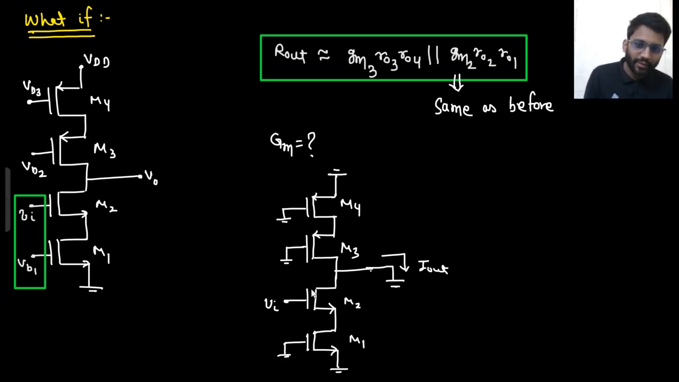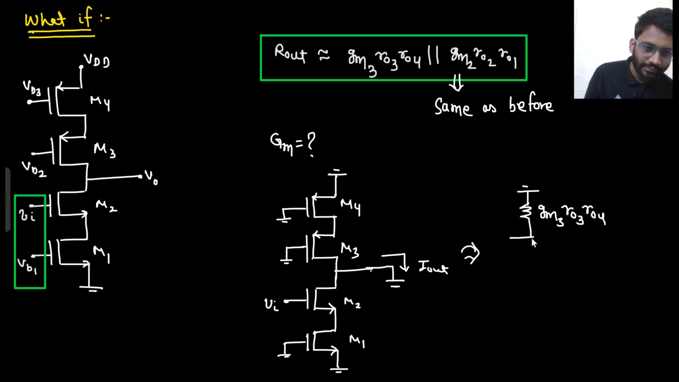Right? This will be replaced with a particular impedance. That will be GM3 R03 R04. And this M1 will be replaced with the R01 because this is gone, so R01. And this is your V in. Your output is shorted. And this is the I out we are getting.